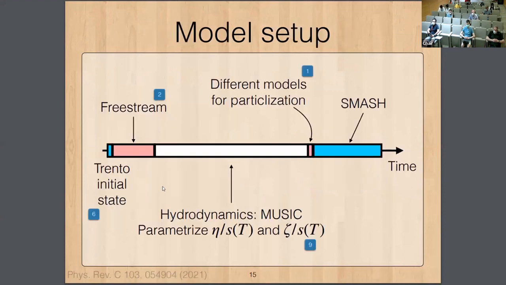The model setup essentially can be summarized here. We have a Trento initial state, with a number of parameters embedded in there. Then it's free streaming until the hydrodynamics starts. Then we parameterize the viscosities in an empirical way. We also explore different models for particlization. And then finally, there's the afterburner for the hadron phase.